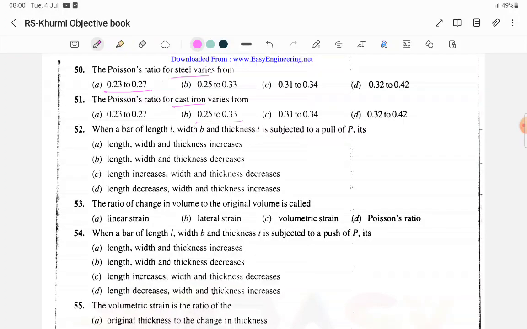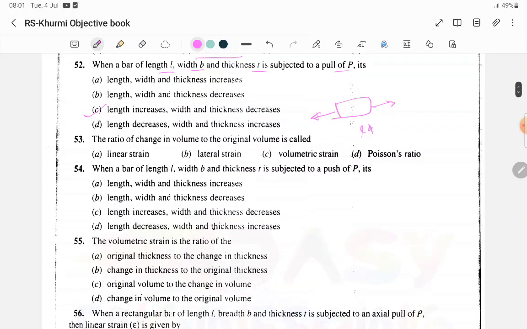A bar of length L, width B, thickness T is subjected to a pull of P. So now it's going to be pulled. Then what will happen? Its length increases, and width and thickness decrease. Length increases, width and thickness decrease. So 52 is C. The ratio of change in volume to original volume is called volumetric strain.